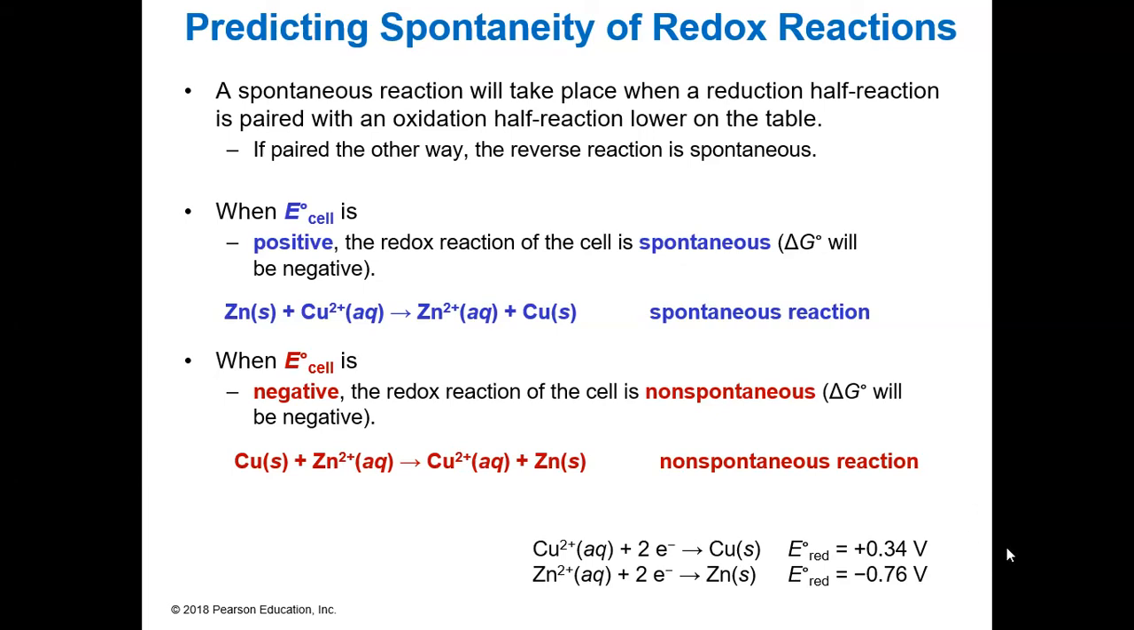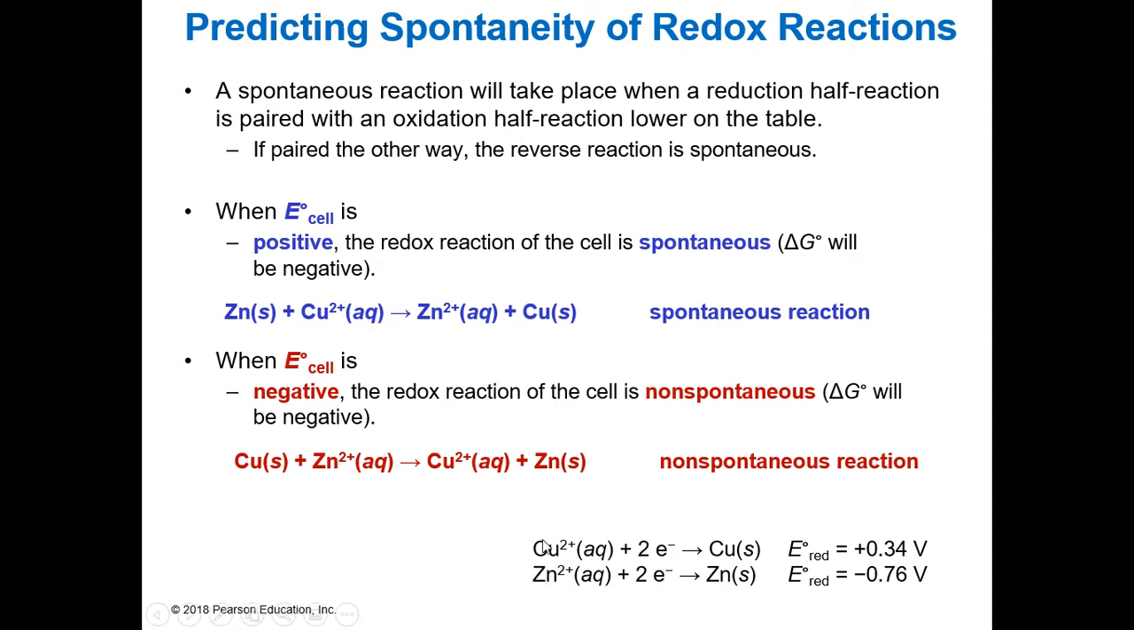Hello. So, spontaneity. We've been talking about spontaneous reactions before with entropy, delta G. Now let's do our E naught of our cell. So, a spontaneous reaction will take place if the reduction half reaction is higher up in the table than the oxidation half reaction. If it's the other way around, then the reverse reaction would be spontaneous.